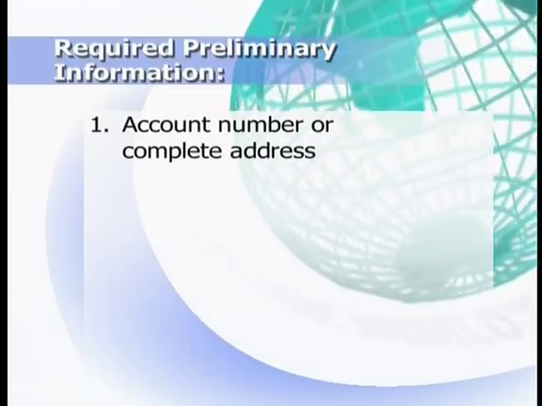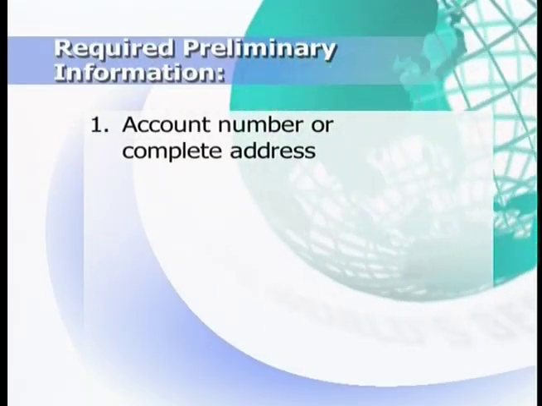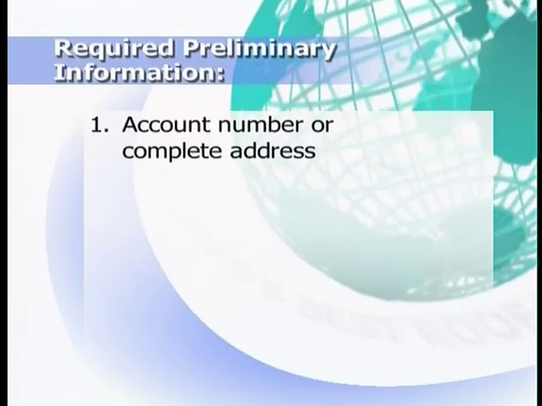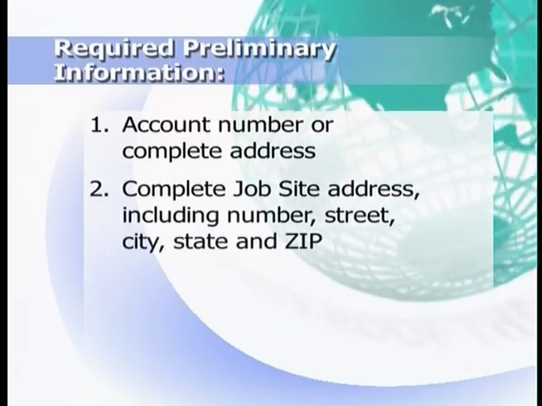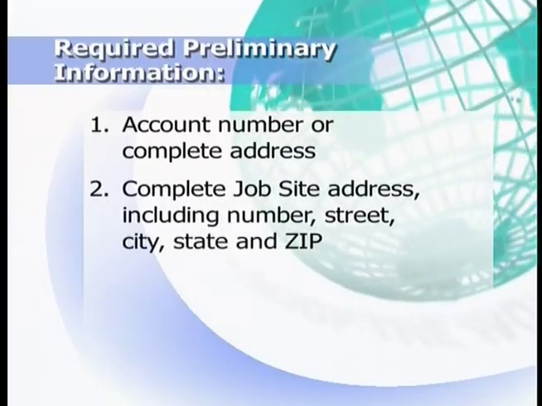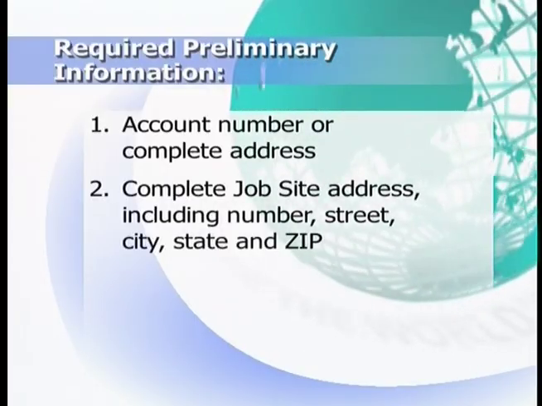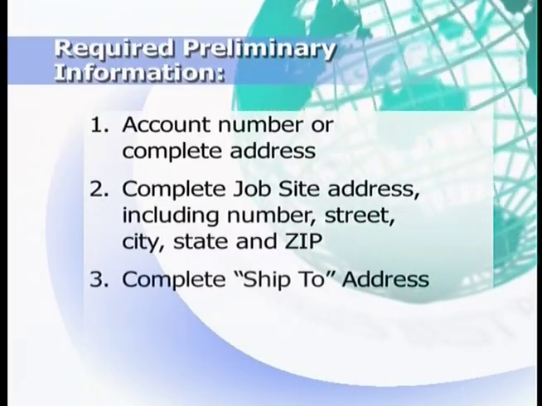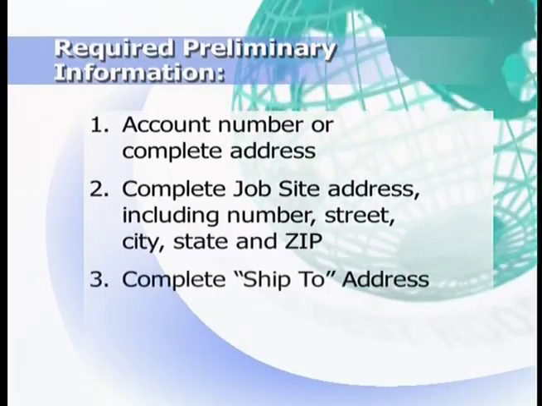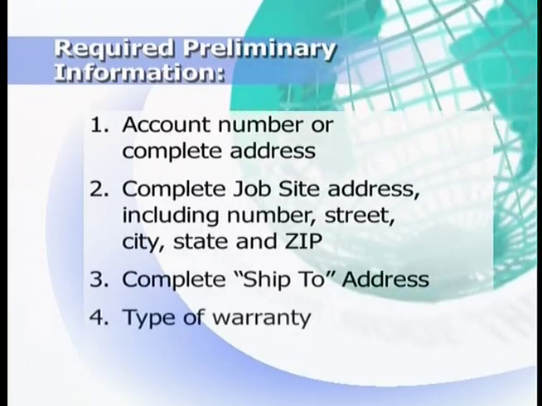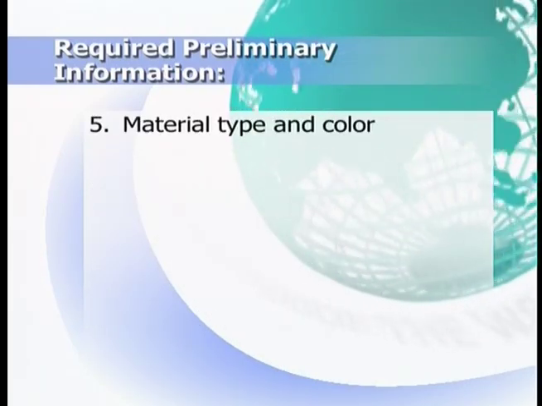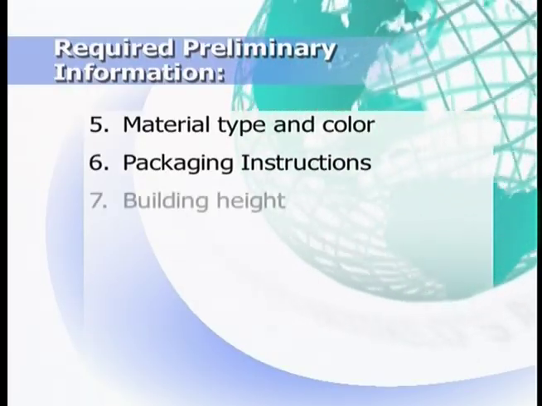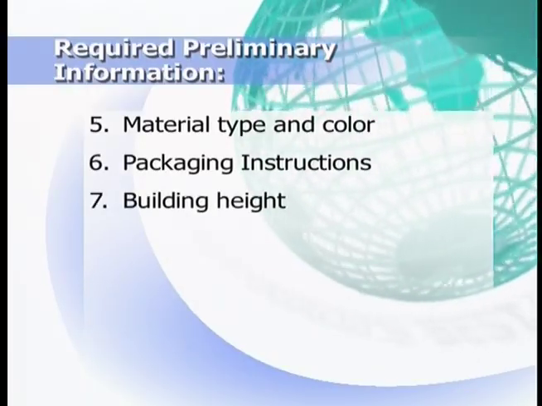Duro-Last requires the following preliminary information to begin the order. First, supply an account number or your complete address. Second, provide the complete job site address. Spell correctly and include the complete street address, city, state, and zip code. Third, provide the complete ship-to address. Fourth, include the type of warranty. Fifth, the material type and color. Sixth, packaging instructions. And finally, the building height.